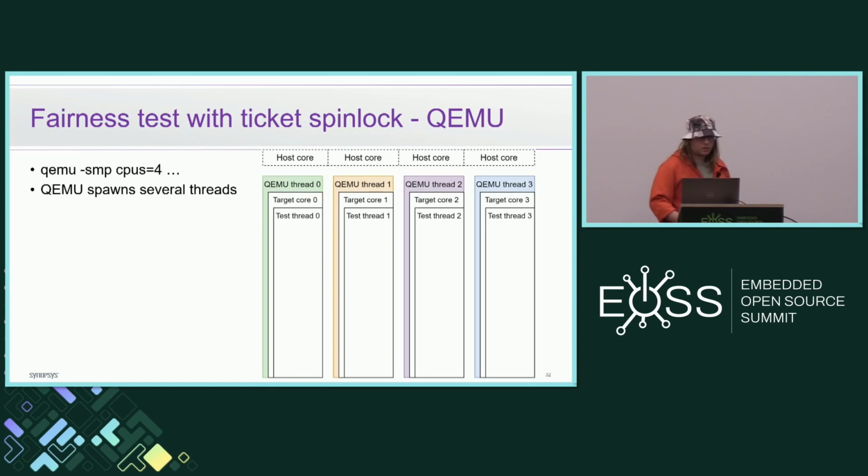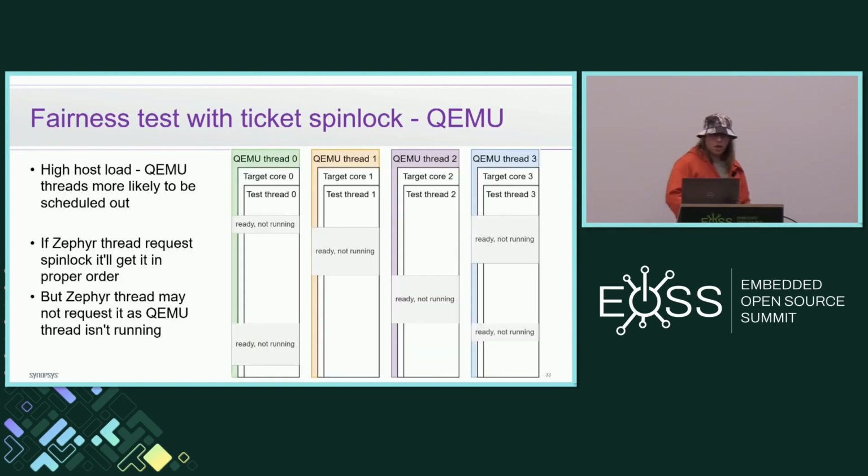Let's check. We launch QEMU with SMP option. It's SMP CPUs and number of CPUs. So it spawned multiple threads. It will be a thread for each core. So in case we have 4 cores in Zephyr, we will have 4 threads in a host, which would be representing each core. So in ideal situation, we will have a Zephyr test thread running on some host core.